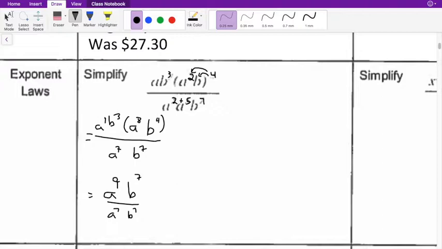Then we have a division, and division is subtracting. So right now we have a to the 9, a to the 7, so 9 minus 7 is going to be a squared. And we have b to the 7, b to the 7, so 7 minus 7 is going to equal b to the 0. And anything to the power of 0 equals 1. Right? Now we don't have to leave that in there because anything times 1 is itself, so a squared times 1 is just going to be a squared.